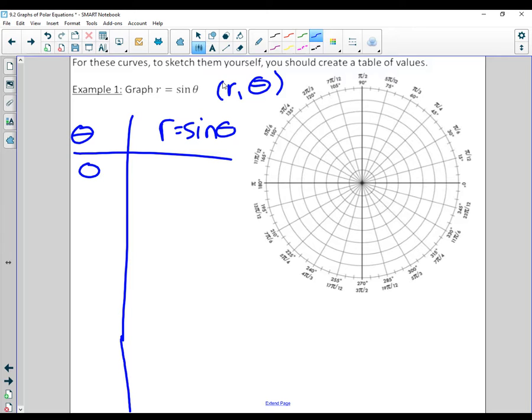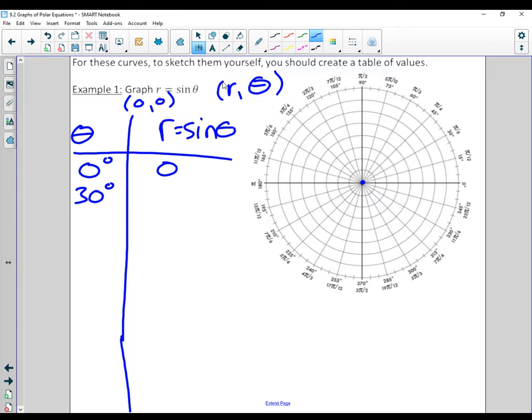It's a good guess. There is something that does. What is sine of 0? Yes. So this is the point 0, 0, right? Now, in our brains, you've got to be careful. R is on this side, but here, R is here. That's point 0, 0.